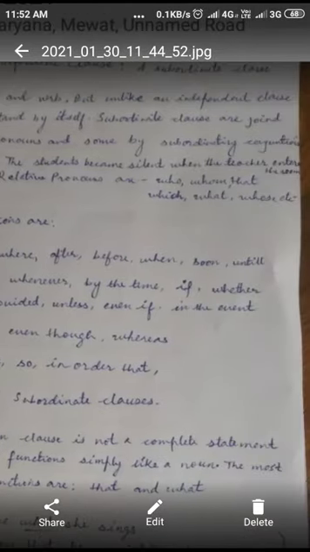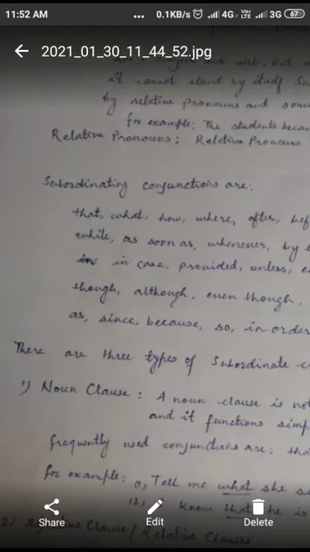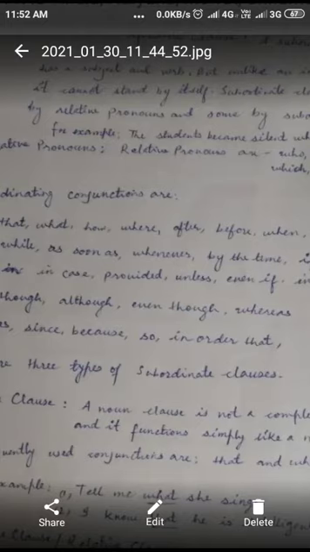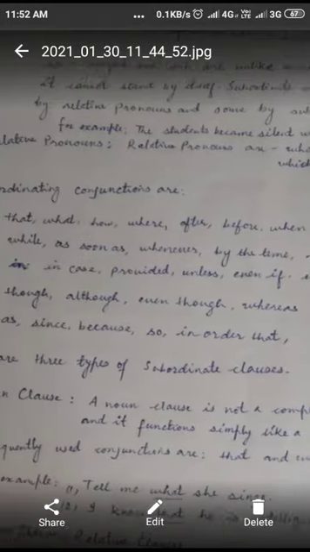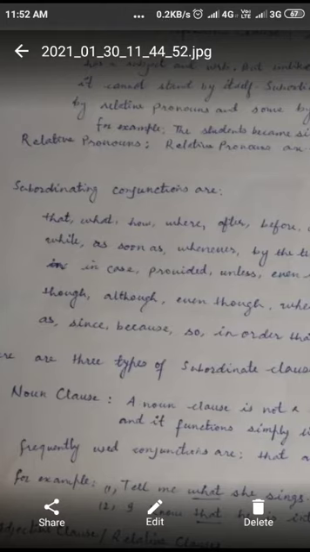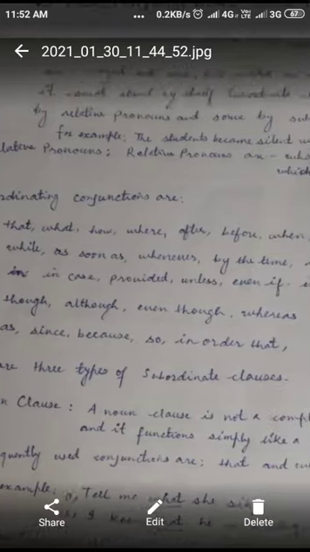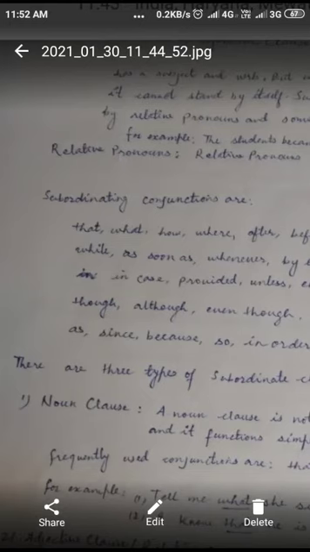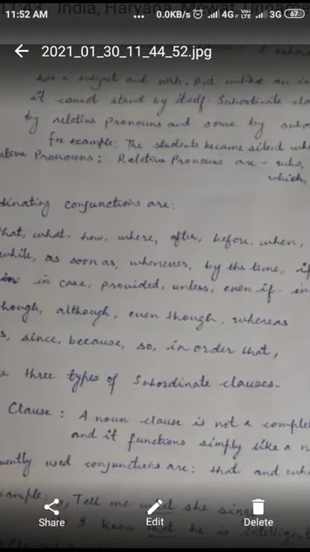the time, if, whether, in case, provided, unless, even if, in the event, though, although, even though, whereas, as, since, because, so, in order that. There are few of subordinating conjunctions. You have to remember these conjunctions because without these conjunctions you cannot understand subordinate clause.